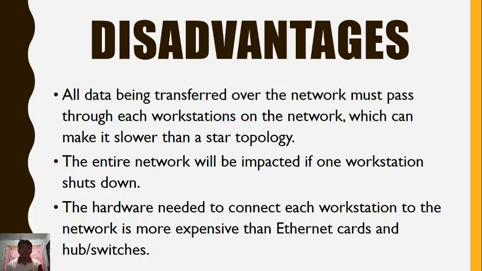The disadvantages are that all data being transferred over the network must pass through each workstation on the network, which can make it slower than a star topology. The entire network will be impacted if one workstation shuts down. The hardware needed to connect each workstation to the network is more expensive than Ethernet cards and hub switches. It is said here that the entire network will be impacted if one workstation shuts down.